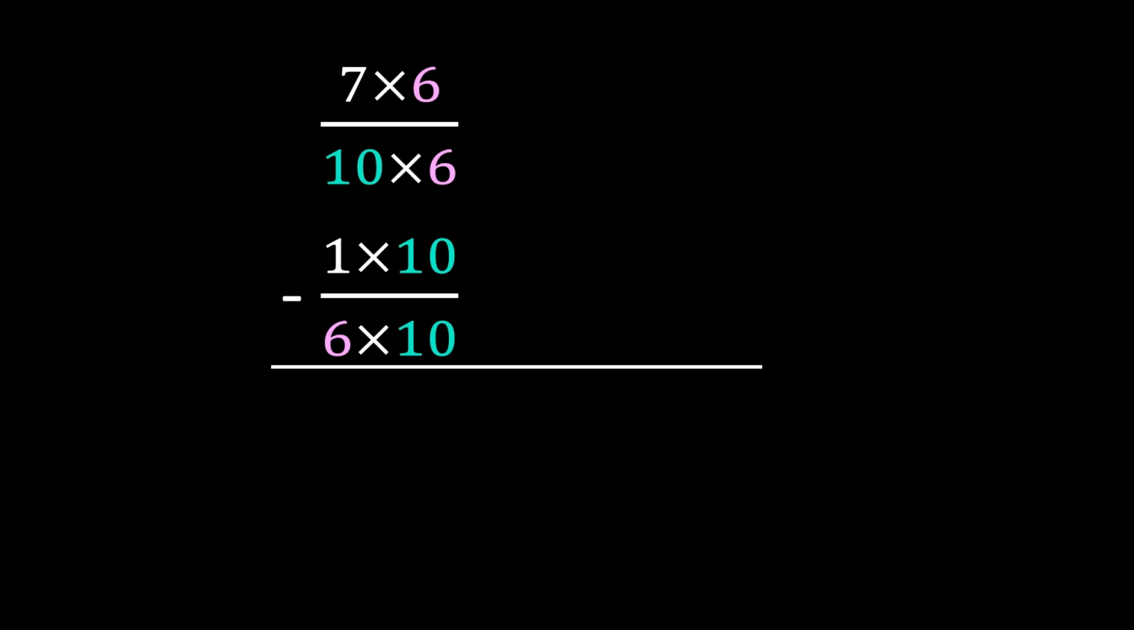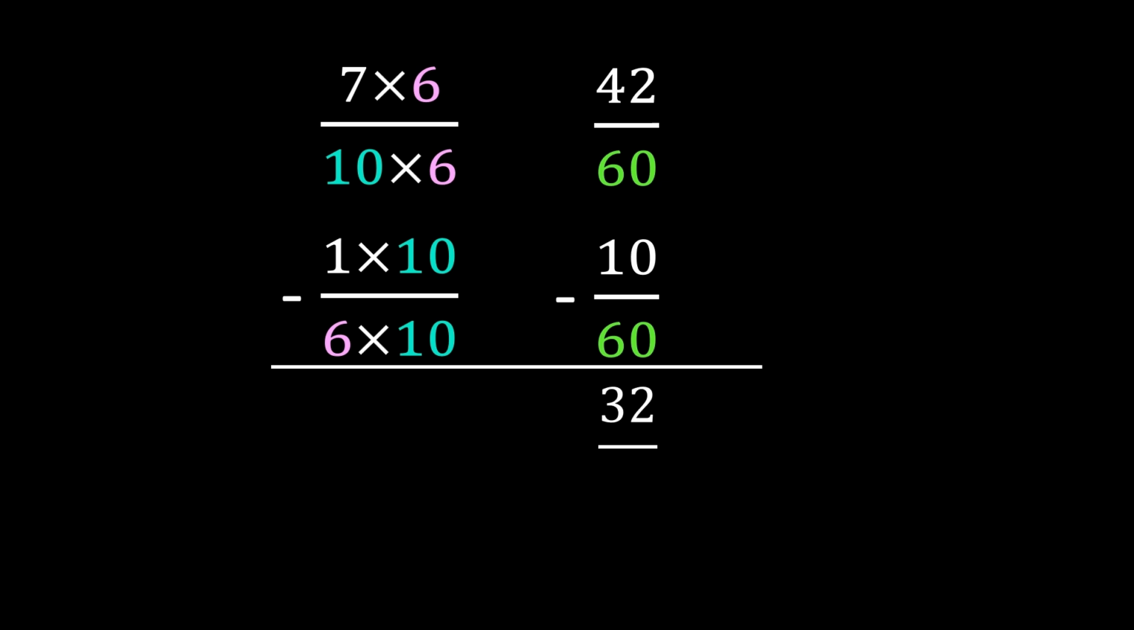So 7 times 6 is 42, and 10 times 6 gives me that common denominator of 60. And I'm going to do the same thing for my second fraction. 1 times 10 is 10, and 6 times 10 gives me that common denominator of 60. Now I'm ready to subtract, and I'm looking at the numerators of my fractions. I'm going to subtract numerators. 42 minus 10 is 32, and my common denominator of 60 remains the same.